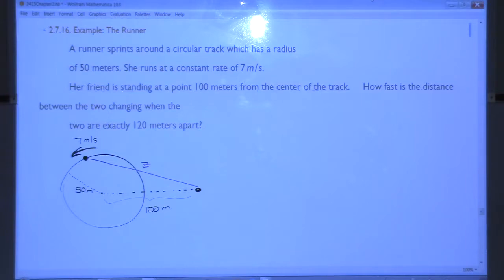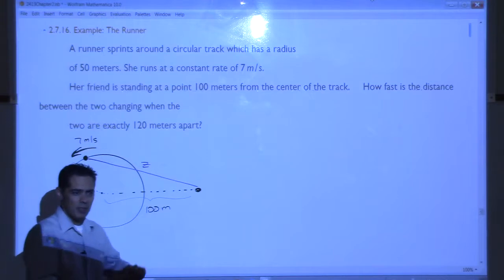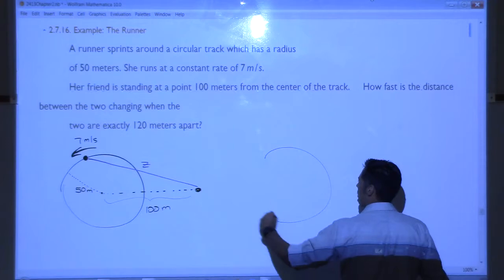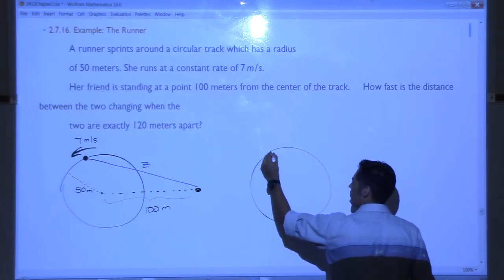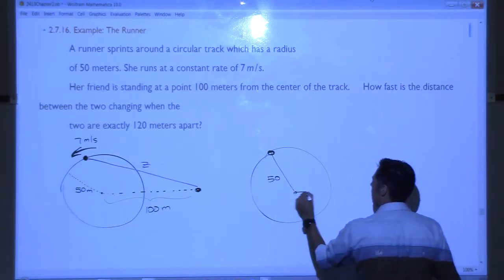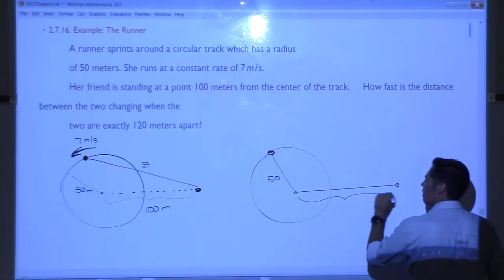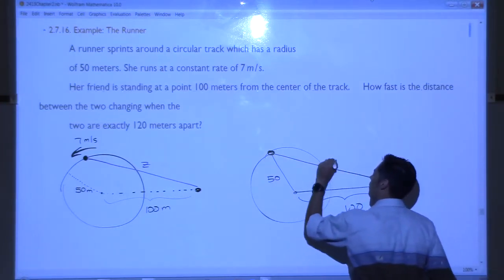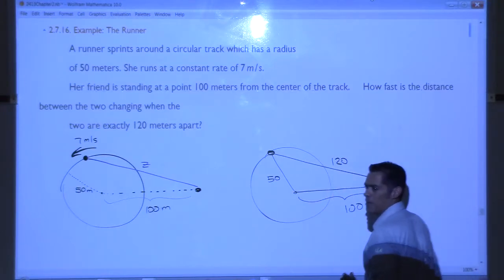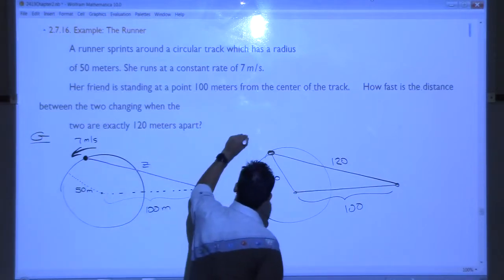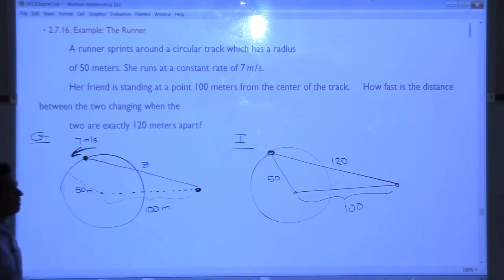Anything else on this picture? Maybe the instant in time picture would be worth drawing now. So at the instant in time, same picture, runner there somewhere. We know this distance from here to here is 50. We know the distance from here to here is 100. And what is the distance between them? 120. Right? That's the instant. So this is our general, I'm just going to put G here for general, and this is my instant. Agreed?